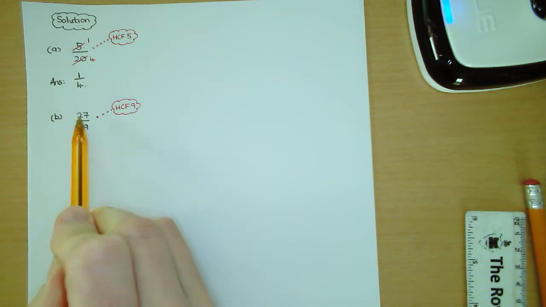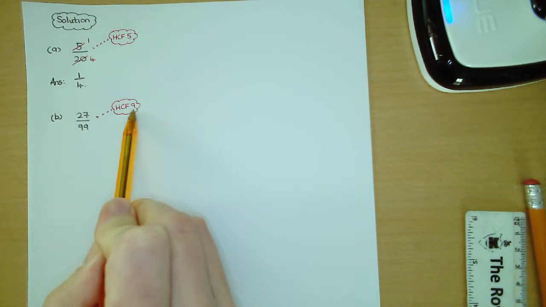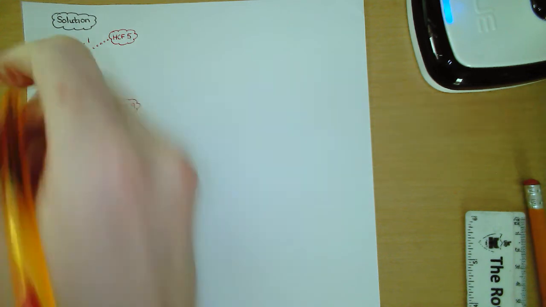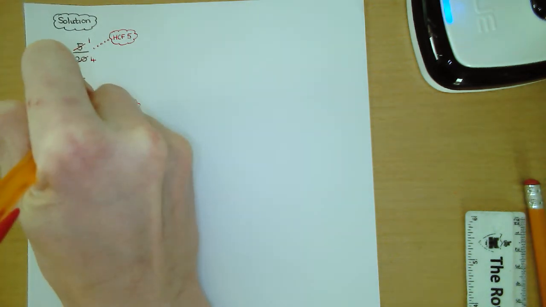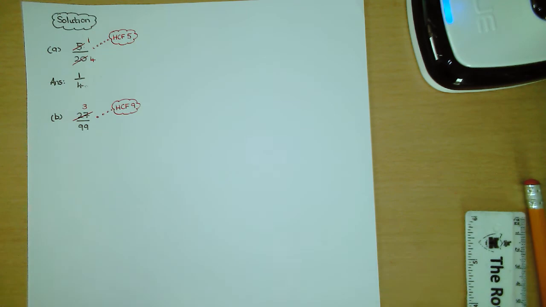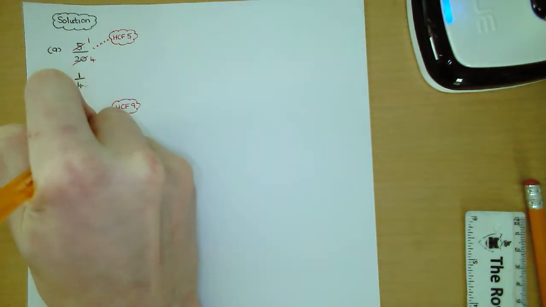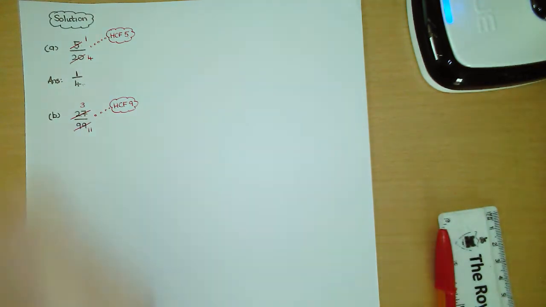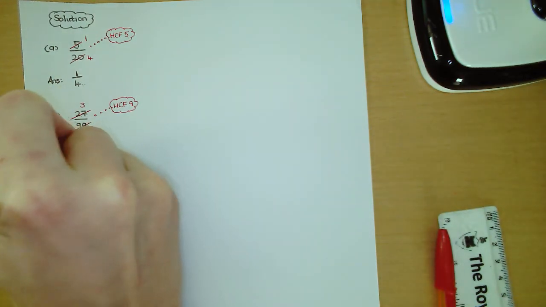We then divide the numerator and the denominator by our highest common factor. So divide the numerator by our highest common factor, we're going to get 3. Divide the denominator by the highest common factor, so we're going to get 11. So at the minute we have 3/11.